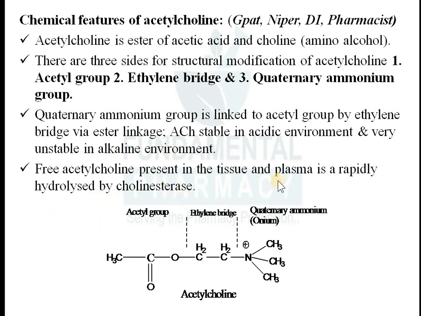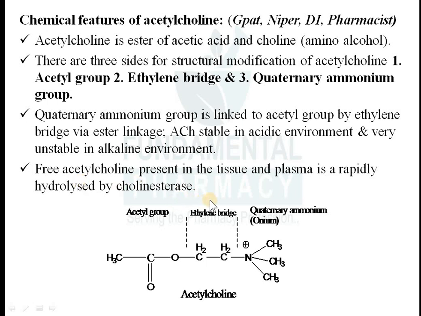Acetylcholine present in the tissue and plasma is rapidly hydrolyzed by cholinesterase. I have already told you there are two types of cholinesterase enzyme. The first one is true cholinesterase, which is present in the nerve cell, and the second one is pseudo cholinesterase, which is present in the plasma and extracellular fluid. So there is no free acetylcholine present in the tissue or plasma because it is rapidly hydrolyzed by pseudo cholinesterase.